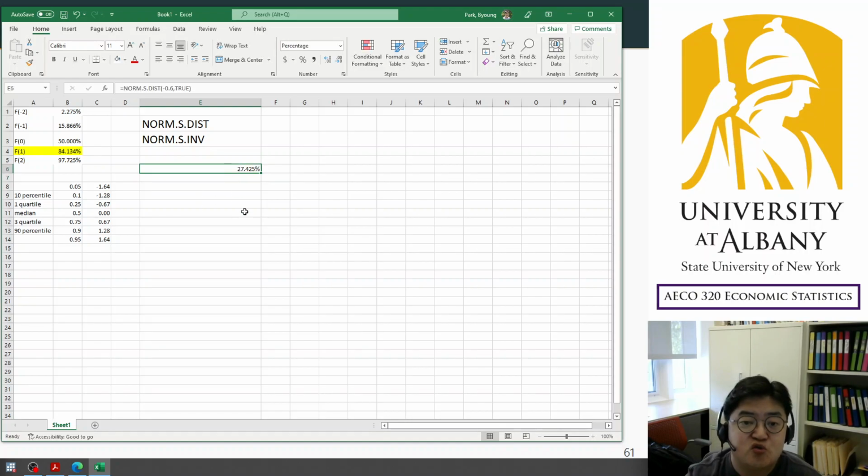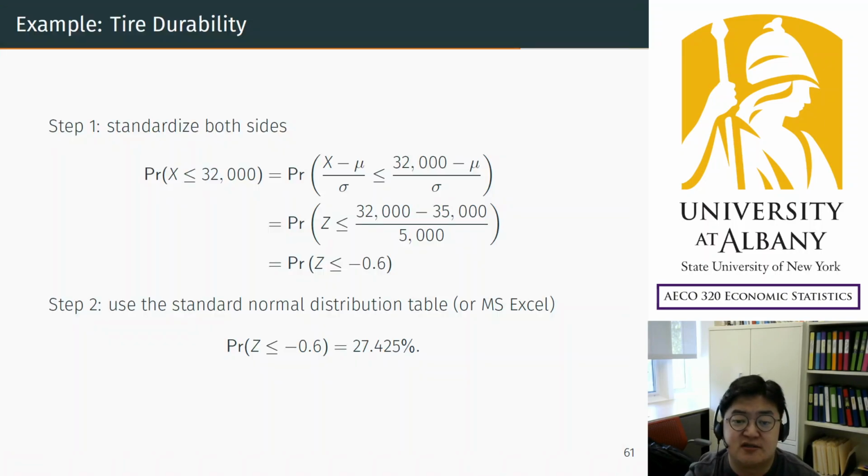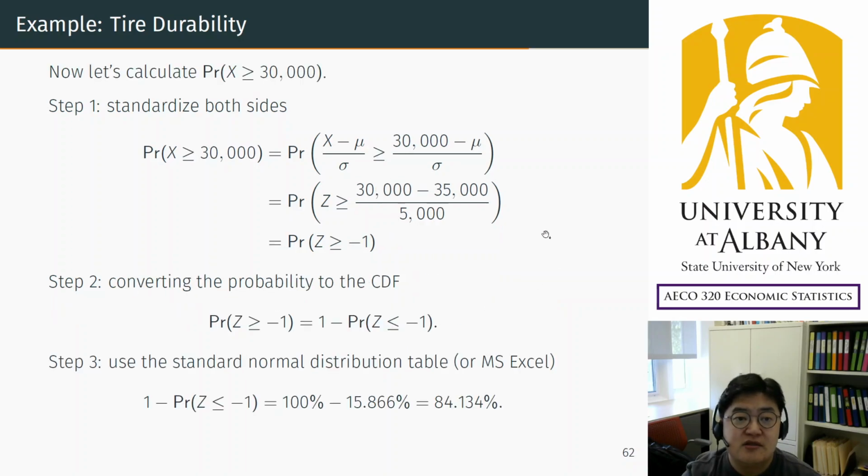And you get 27.425%. Right? That is how you calculate normal distribution. Okay. Next, now let's see how you calculate.